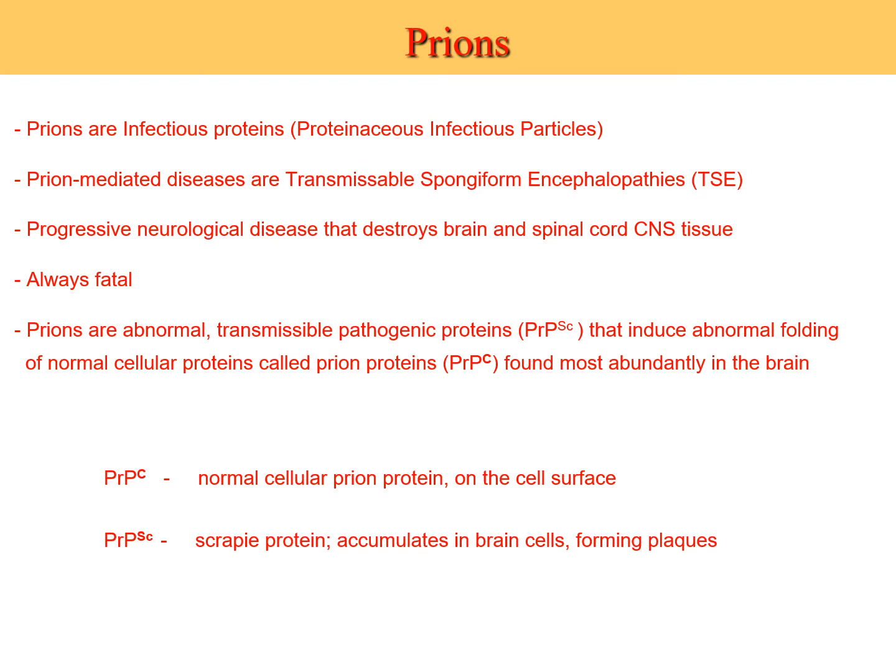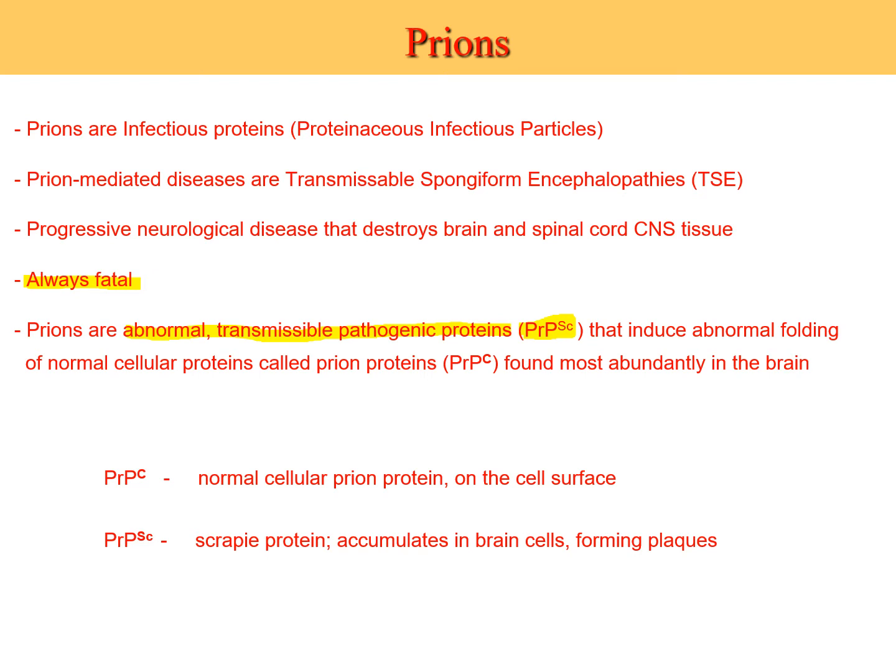Progressive neurological destruction of tissues in the brain and spinal cord, always fatal. The prion protein, in fact, is an abnormal transmissible protein. It's the protein that transmits the disease. It's a pathogenic protein. It's called this for short, PrPSc. SC stands for scrapie, that's the name they used, PrPSc.